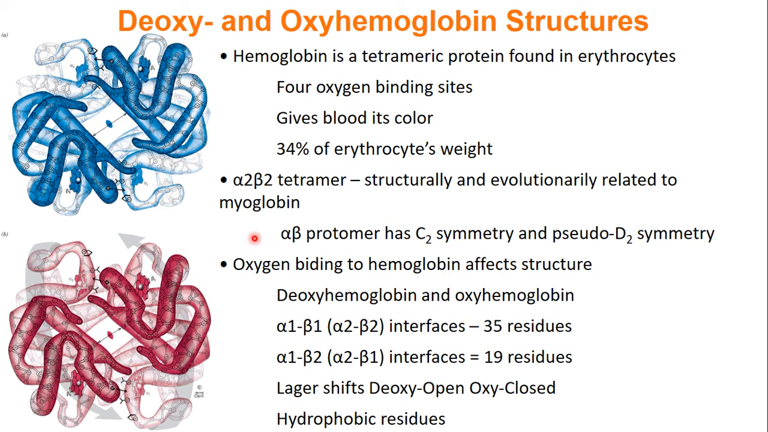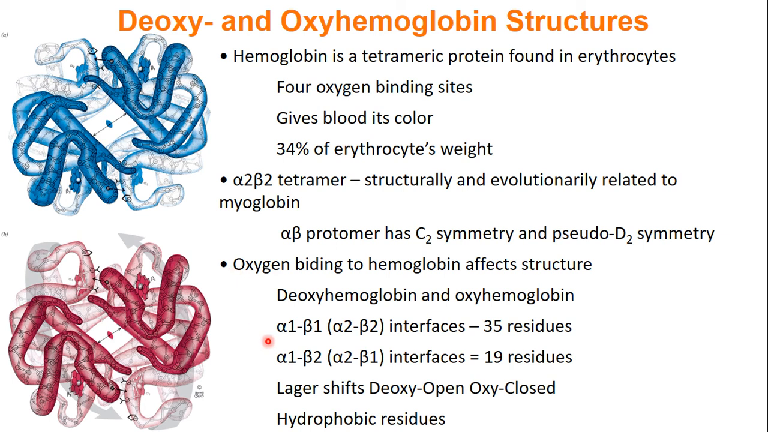Now, if we talk about symmetry, alpha and beta protomers have a C2 symmetry and a pseudo D2 symmetry. What's interesting is that oxygen binding to hemoglobin will affect the structure of our protein. There's a big difference in structure between deoxy and oxyhemoglobin. You can just see some of that to begin with. If you look at this hole in deoxyhemoglobin, it is much wider than the hole in oxyhemoglobin. That's just one example of the structural differences, and we'll look at those more in depth in later videos.